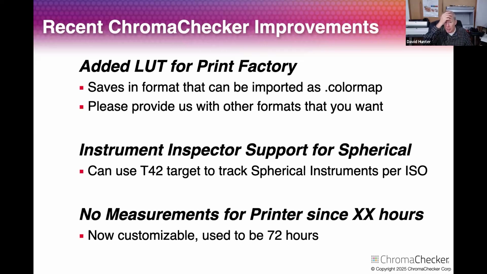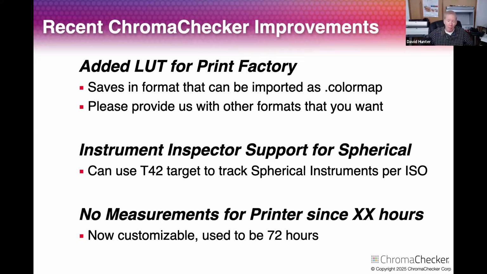and we can start writing the interface for it so that more people can take advantage of LUTs. In addition, we've added support within our instrument inspector tool, which tracks an instrument's performance over time and adheres to ISO 23031 2020 for how to track a color measurement spectrophotometer. We now have the ability to support spherical instruments. So before it was M0, M1, M2, M3. Now it's spec in, spec out, with and without UV. So we've added capabilities along those lines.